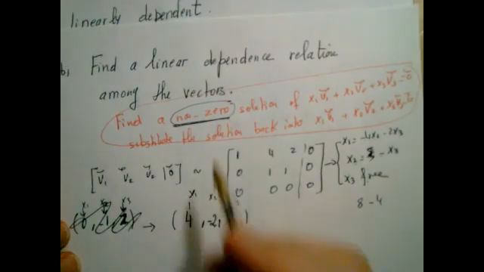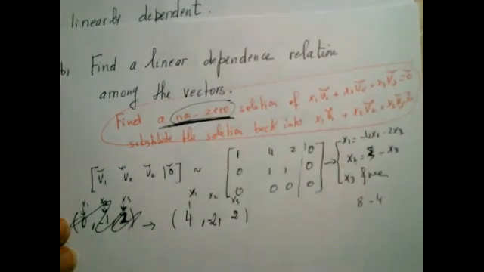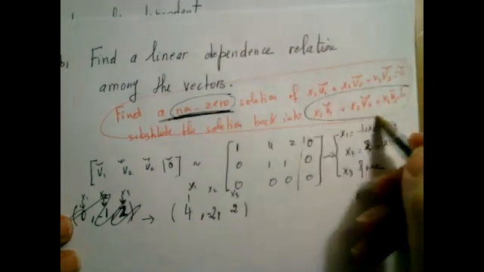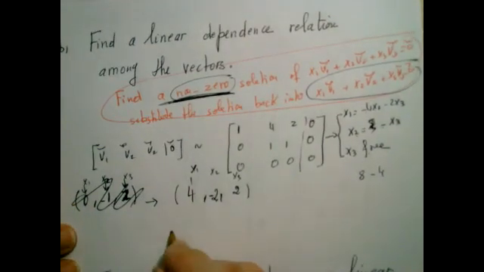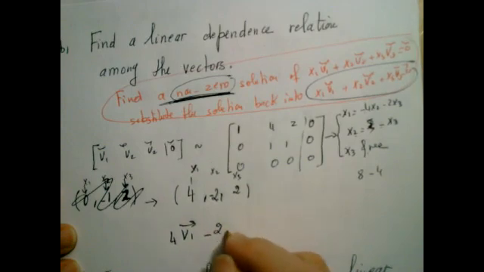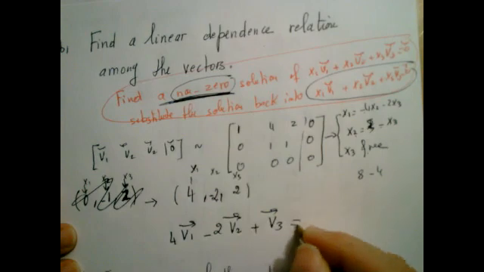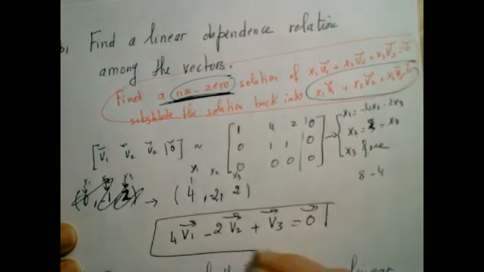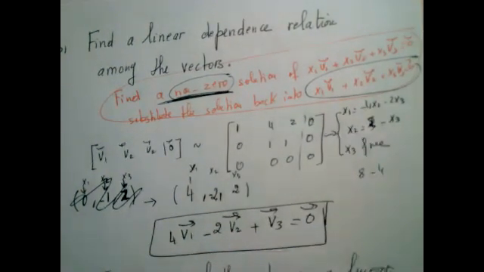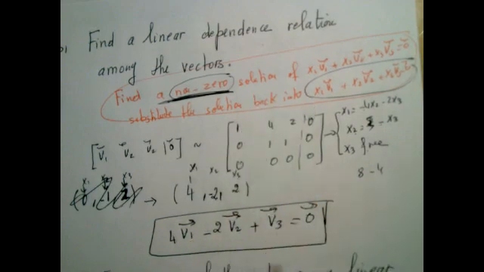Now, what's a linear dependence relation? Once you find a non-zero solution, we plug it back into this equation. So this tells me that 4v1 minus 2v2 plus v3 equals 0. So I find one of them and then plug in the values for x1, x2, x3. There are infinitely many, as you guys are noticing. I picked one of them. But I found a linear relation, which means that's the relation that exists between the vectors.